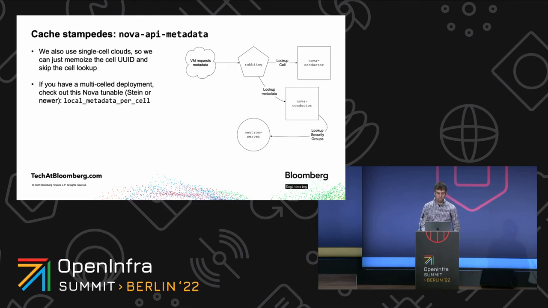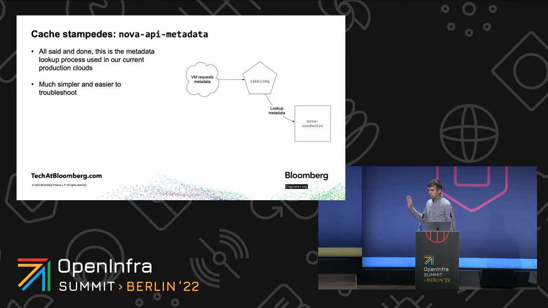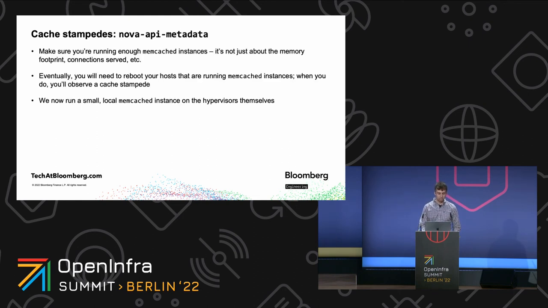We also use single-cell clouds, and there's a feature in Nova Stein which you may want to enable in your deployment if you can do it. It's for certain cases, but with this local metadata per cell, you can basically memoize the cell's UUID as well. You don't have to look it up for each instance, so we can get rid of that call. Another one is the metadata has the names of the security groups in it. We don't really use the security groups in production. We have an edge case use of Calico that we're happy with, so we were able to get rid of that call as well. And so this is our whole metadata path now. It's just a single call to the conductor. When we did this, we saw RabbitMQ load go way down, database load goes way down, control plane load goes way down, everything's a lot calmer.